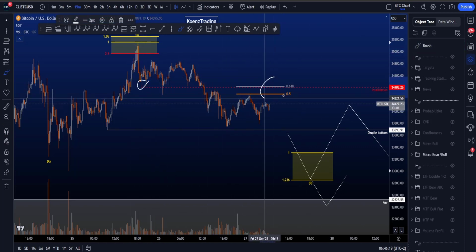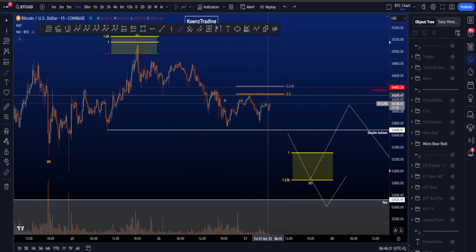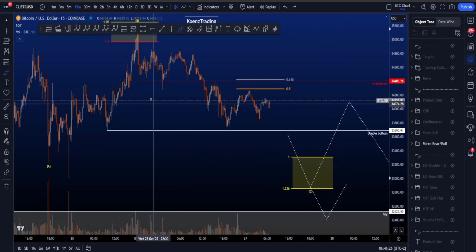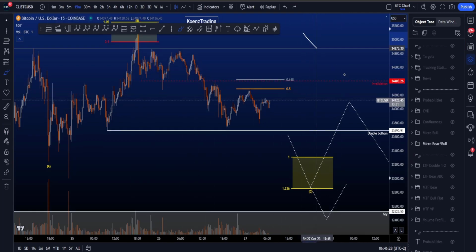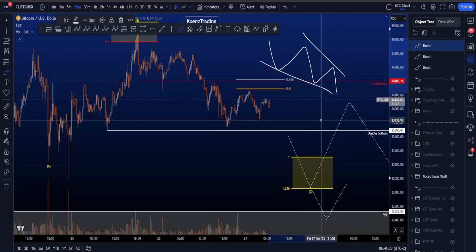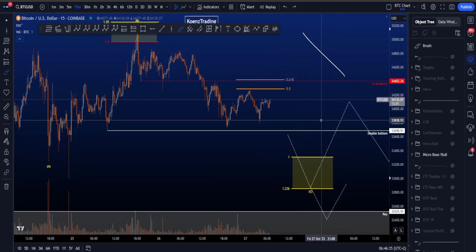Because if this is wave 1 and this is your wave 4, a wave 1 and a wave 4 are not allowed to overlap in a regular impulsive structure, in a 1, 2, 3, 4, 5. The moment you see overlap, you have to think about diagonals, where we then have to think 1, 2, 3, 4, and eventually a wave 5, but that is way too early to call at the moment.